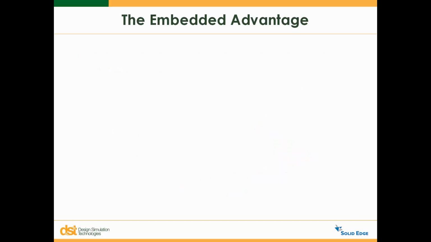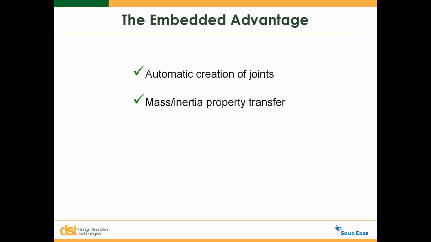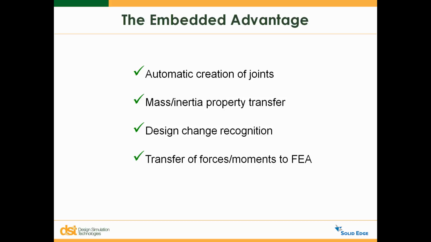The advantage of being embedded inside of Solid Edge: Dynamic Designer can automatically create the kinematic joints based off of the Solid Edge assembly relationships. Mass and inertia properties transfer automatically into Dynamic Designer. And design change recognition is easy. So to go back and forth and understand the change of performance due to a design change is very easy, and transfer forces and moments to a Solid Edge simulation for finite element analysis.